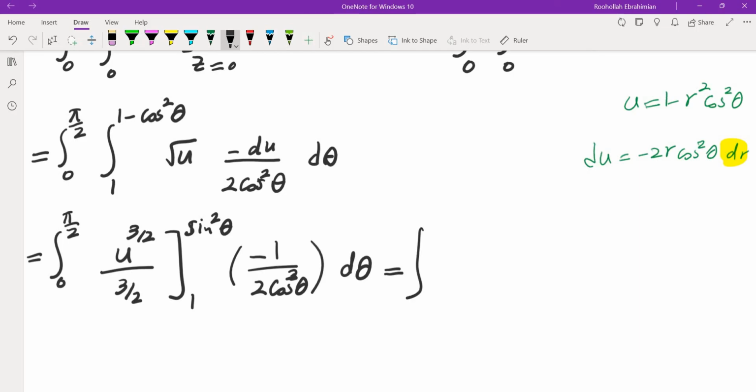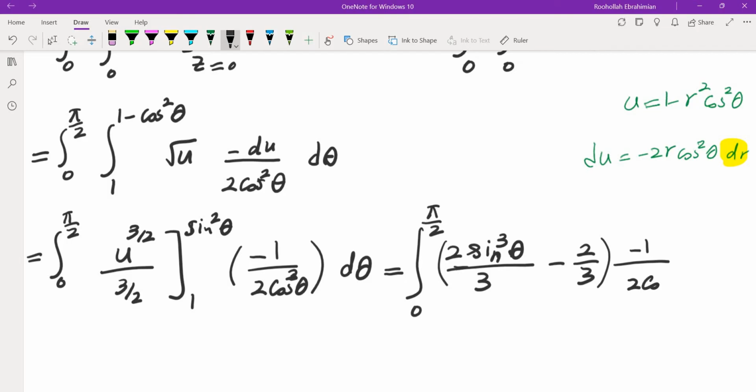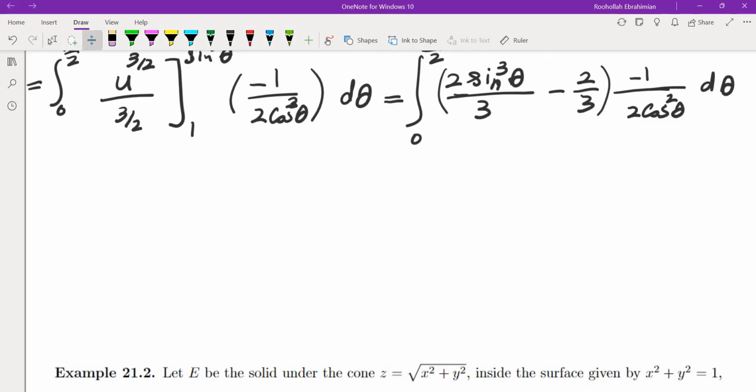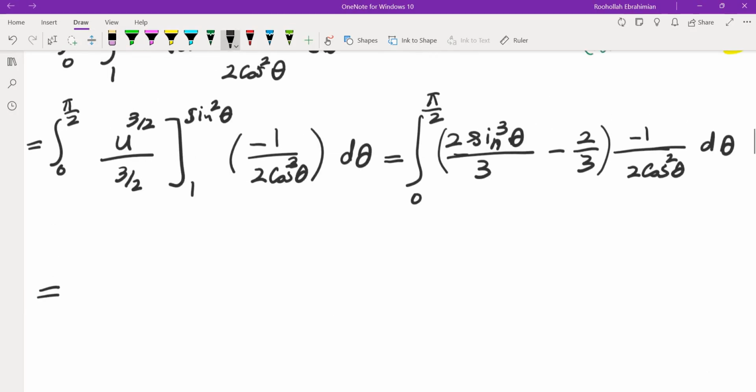So next, we're going to have to plug in the values. So what do we get? We get 0 to pi over 2. Plug in the values. Sine squared would give us sine cubed theta. And then we are going to write it down as 2/3. So 2/3 sine cubed of theta, and then minus, when you plug in 1, we get just 2/3. And then multiply it by negative 1 over 2 cosine squared of theta d theta. Next, we're going to have to evaluate that in terms of d theta.